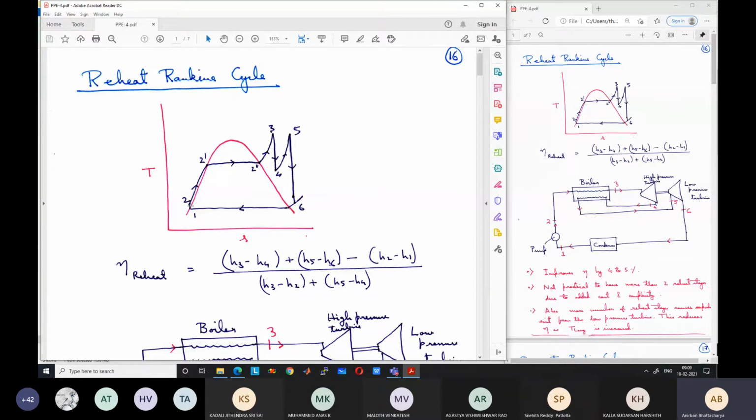Then we have an expansion process in the turbine, similar to the Rankine cycle. But in this case, the expansion does not go to the condenser pressure, but stops somewhere in between. The expansion is from 3 to 4, and it stops at some intermediate pressure. Say the high pressure is 10 megapascal and the low pressure is 10 kilopascal. The first turbine may go from 10 megapascal to say 800 kilopascal. I am just giving some random but realistic values.